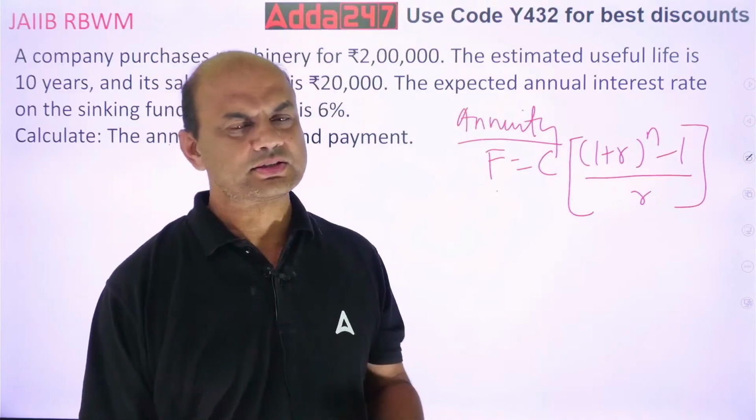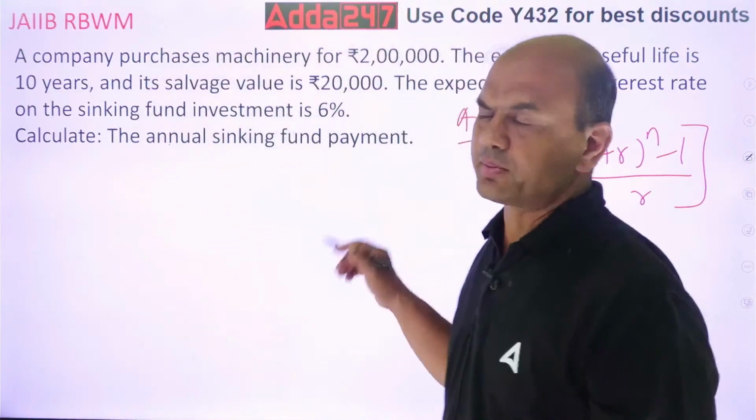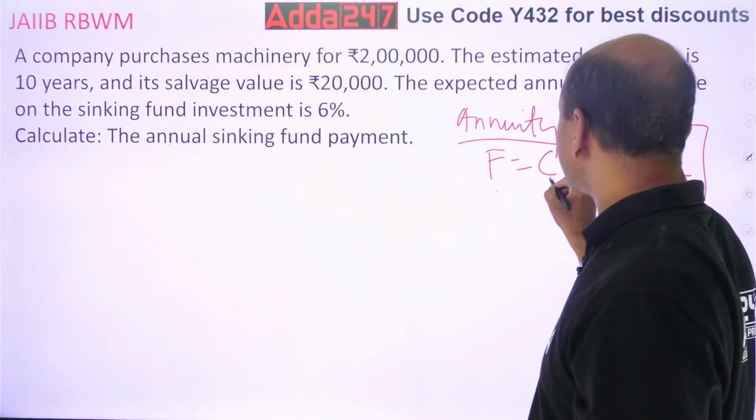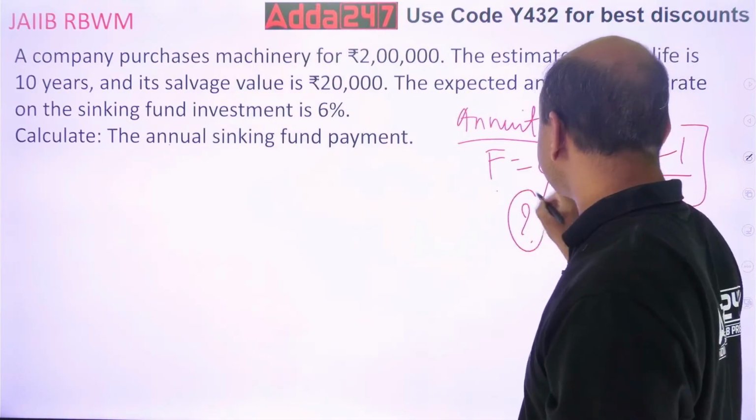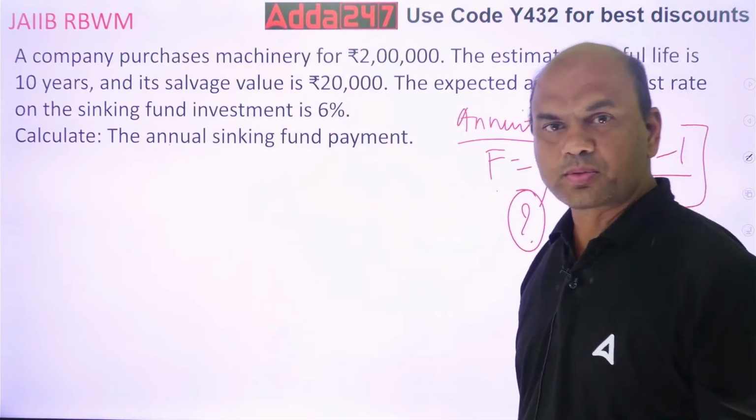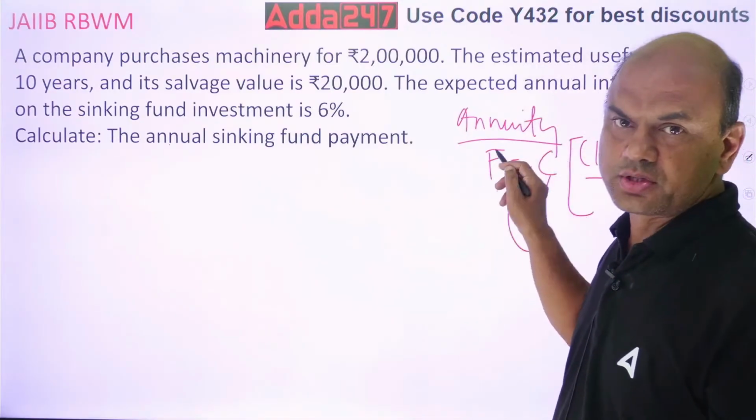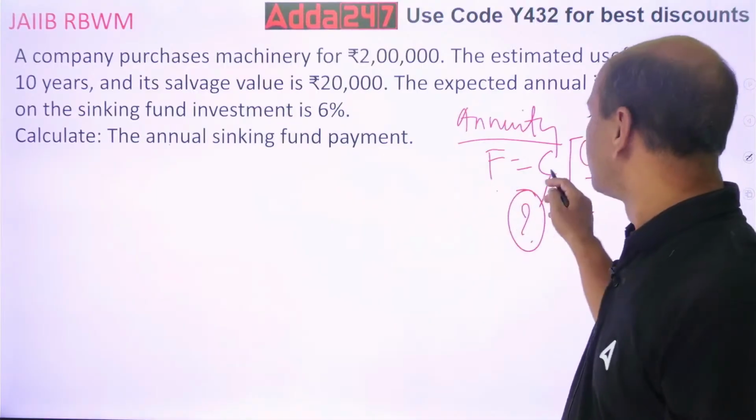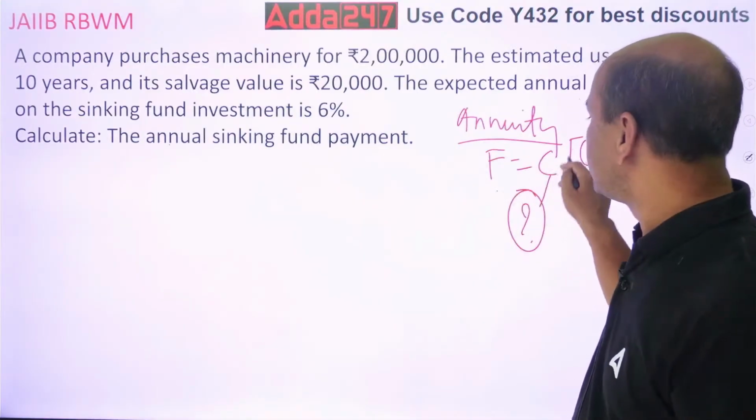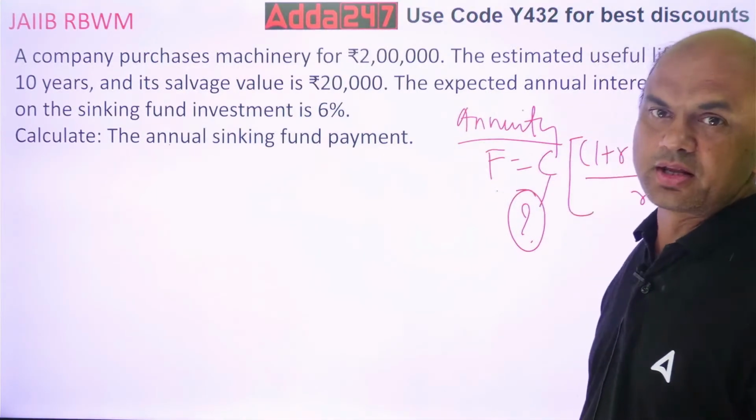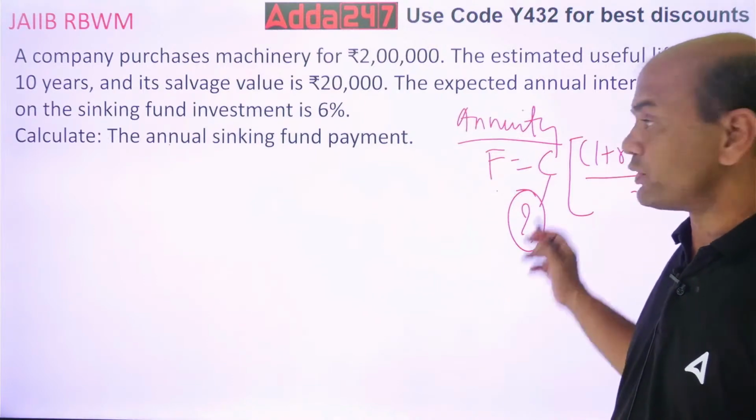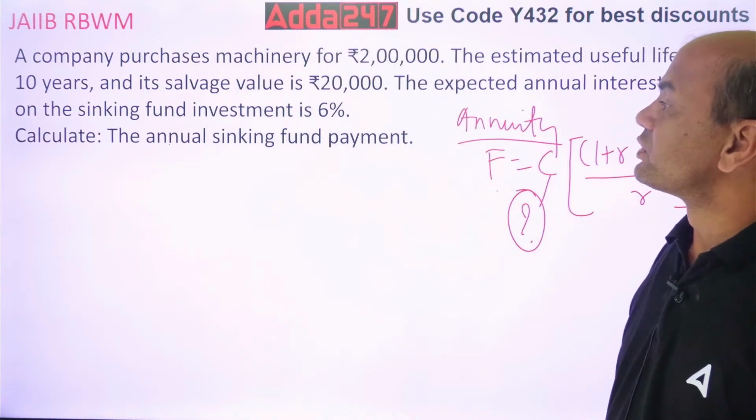The only difference is in the sinking fund method, you know the future value, you don't know the annual payment. This is what you have to find out. And in future value problems, you know the payment, you don't know the future value. Here you know the future value, but you don't know the sinking fund every year. That's what you'll have to calculate. So what is given?